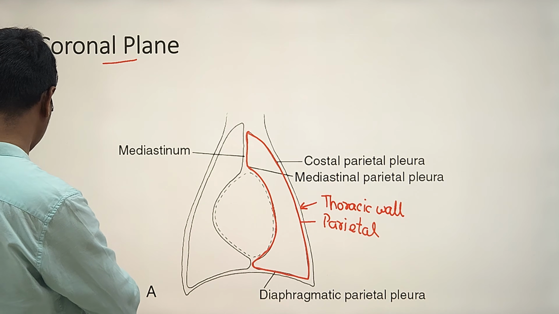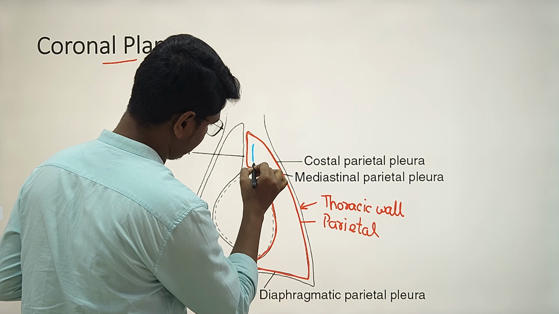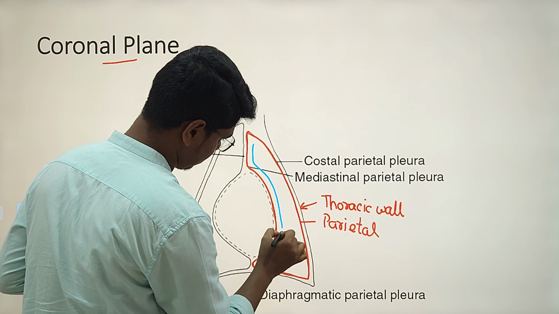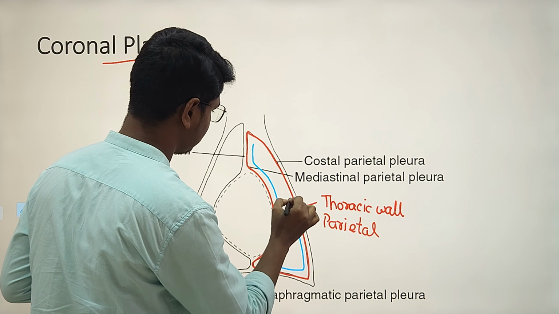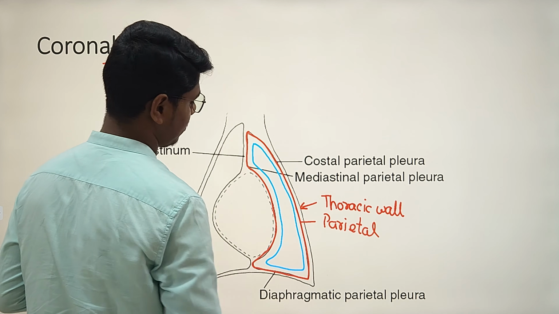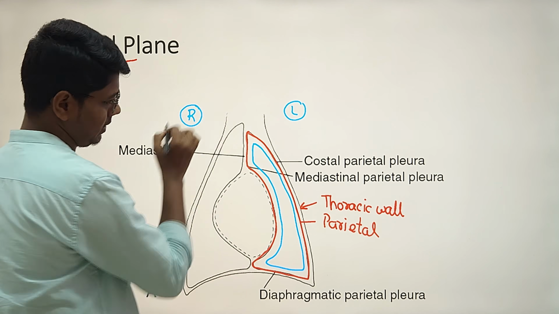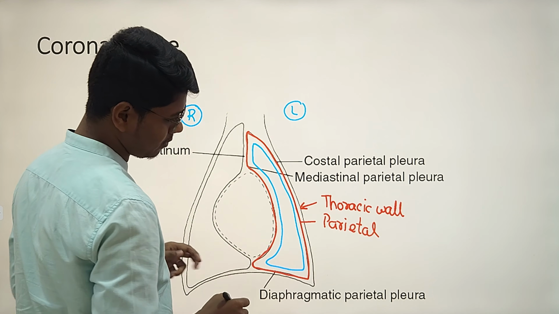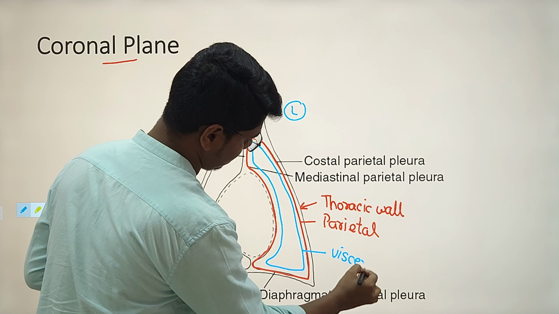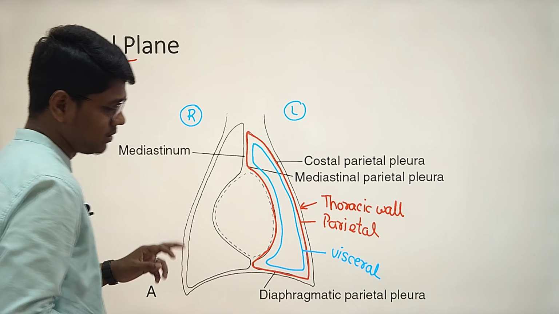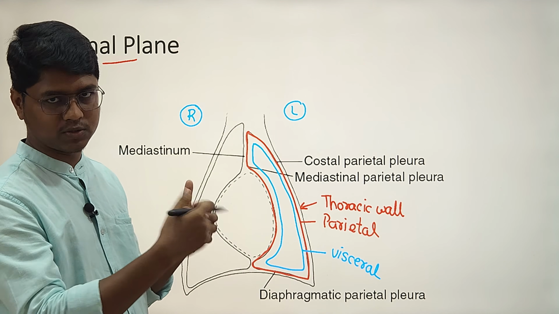Let me use a different color so that I can appreciate it. So now this is the lungs, which is lined by the blue color, the visceral pleura. So this is the left side, this is the right side radiographically. This particular pleura is the visceral pleura.